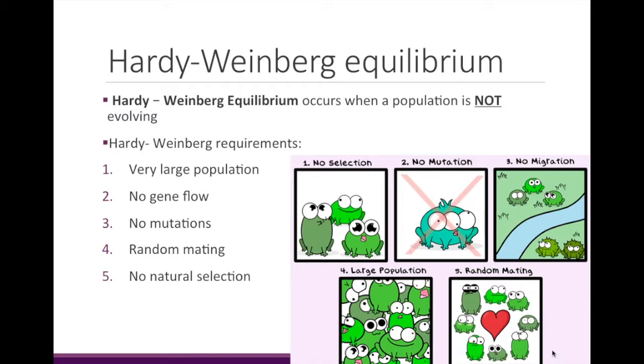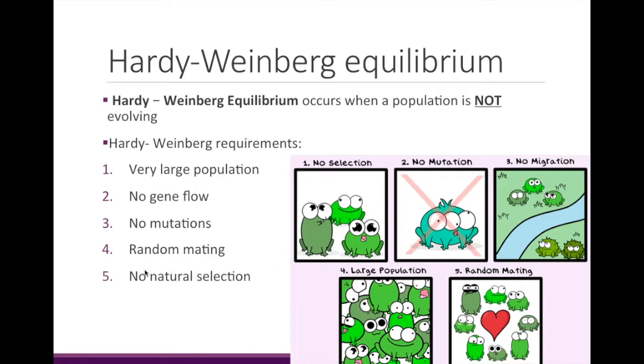Random mating. That's number 4, picture down here. This means that every individual of the opposite sex is just as likely to be chosen as a mate. There's no picking mates based on location, good looks, or other preferences. All individuals have the same chance of becoming mates and ultimately parents.